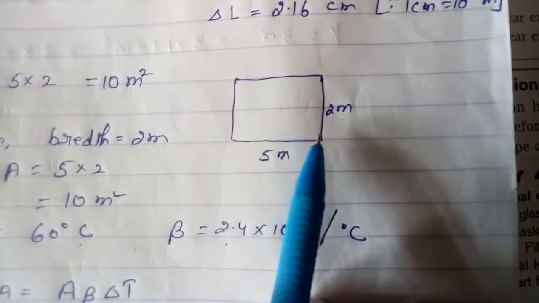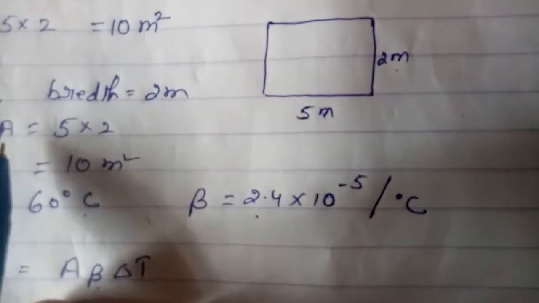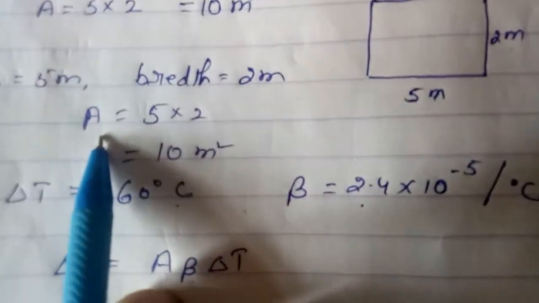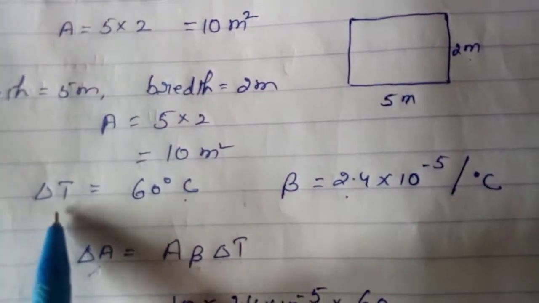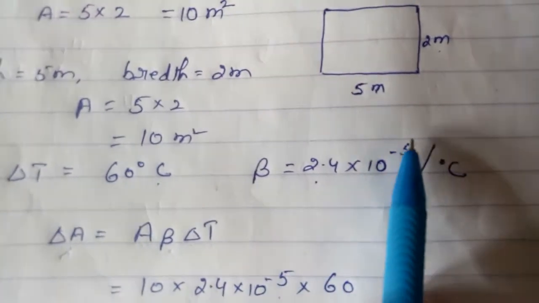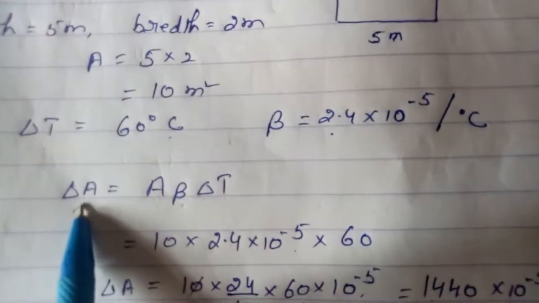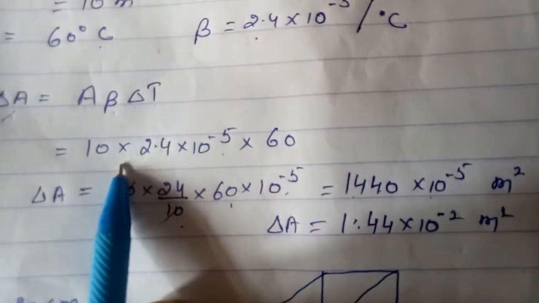So look at that, in the form of sheet. This is the iron length 5 meter, 2 meter. We will calculate the area, and as we know that area equal to length into breadth. So 5 into 2, 10 meter square, and delta T given 60 degrees Celsius, beta also 2.4 into 10 minus 5 per degree Celsius. As we know that increase in area equal to A beta delta T. So put all these given values.